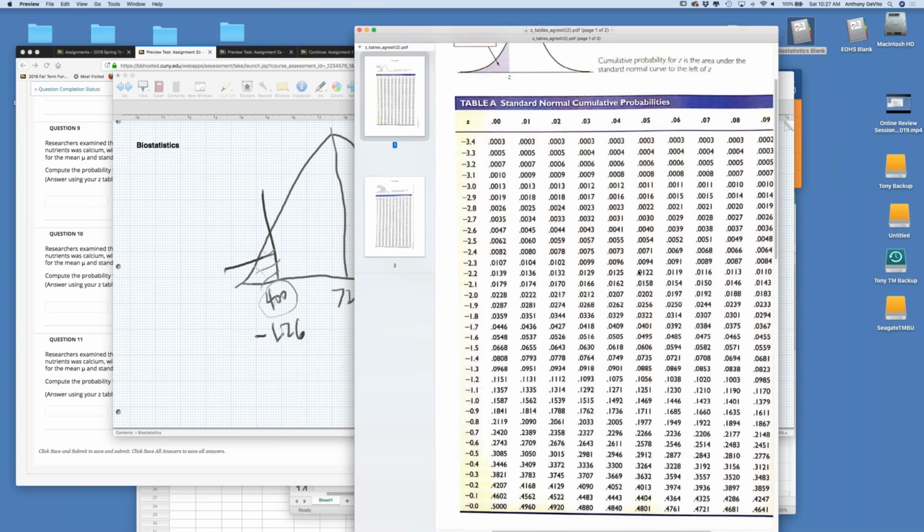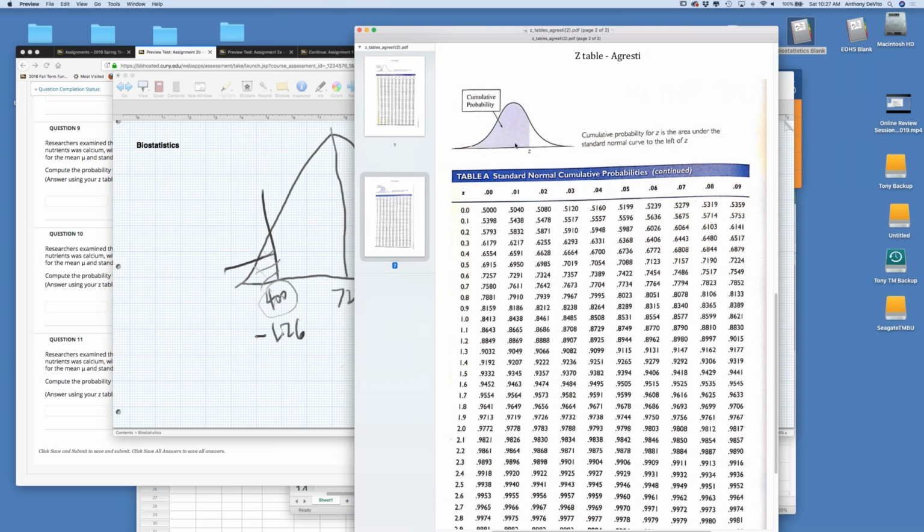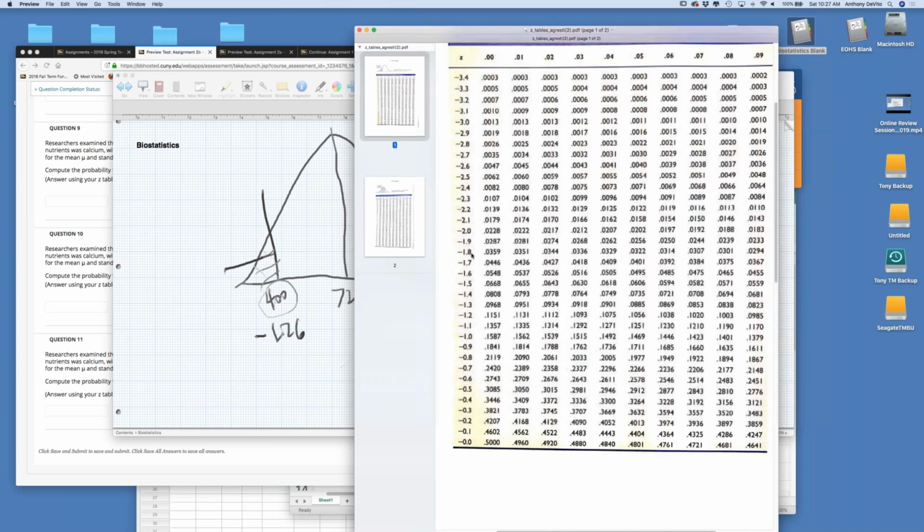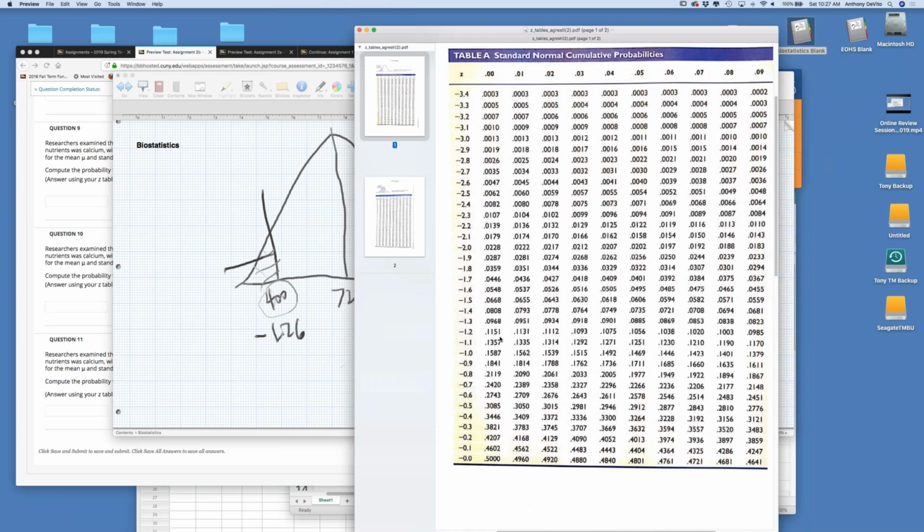So negative 1.2. Now to get the third digit, I have to use the columns here. So 1.2 would be this first, 1.20, right? If it was just 1.2, it would be 11.51% or 0.1151. But to get that third digit, it's going to be 1.20, 1, 2, 3, 4, 5, 6. It's going to be 0.1038.